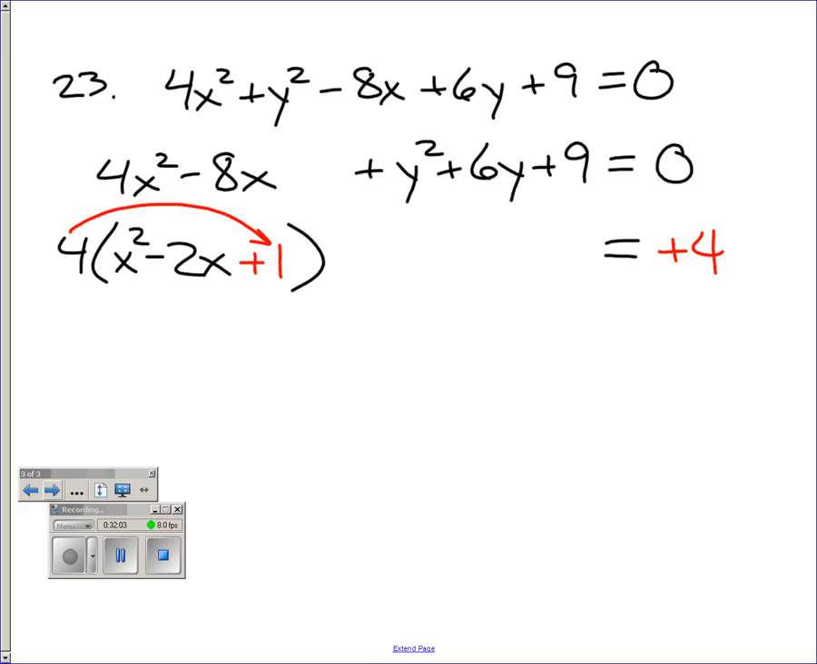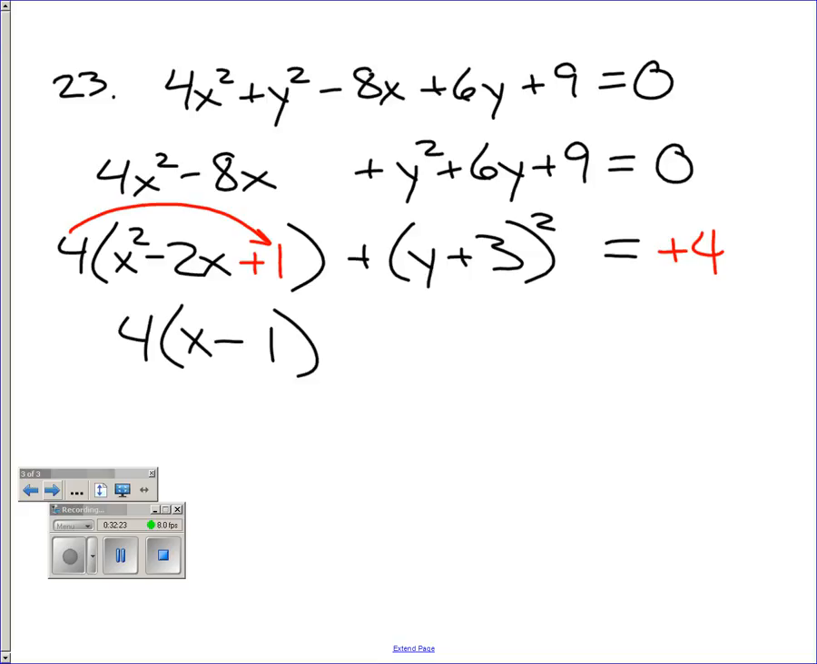All right. Now then, let's go to the y terms. Now the y terms, like we said before, this is a special case. It's already a perfect square trinomial. So for this one, we can go ahead and write it as y plus 3 squared. And so let's take this now. This is 4 times, well, now this is a perfect square trinomial. It's the x minus 1 squared plus y plus 3 squared is equal to 4.